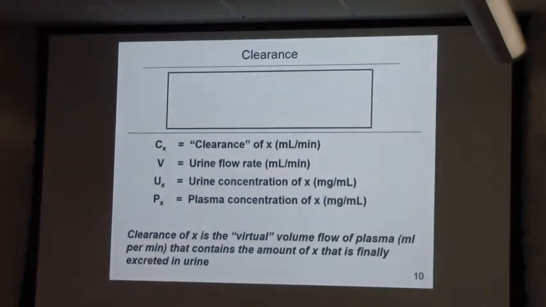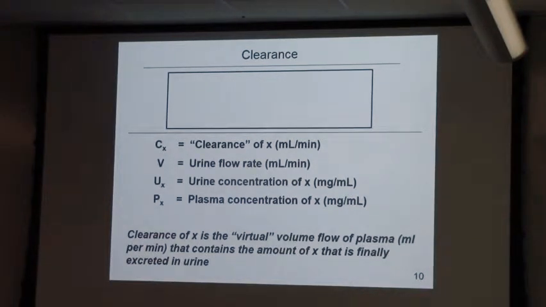Okay, let's do clearance. Who wants to tell me the equation for clearance? I'll write it on the board, but not in the box. Max: Cx is equal to V times Ux over Px. Okay, unpack the abbreviations. Cx is the total clearance of whatever substance. V is the urine flow rate in mL per minute. You might have to divide by 1440 if I give you mL per day, because there are 1440 minutes in a day.